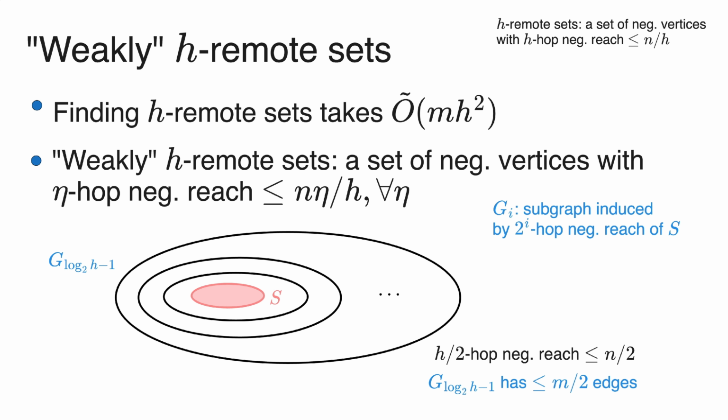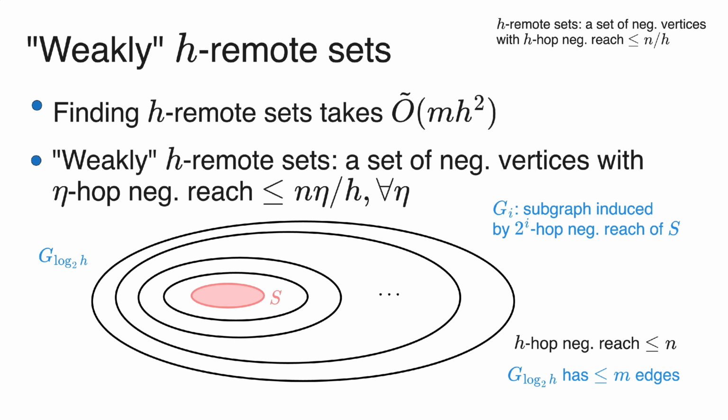And if i equals log h minus 1, then we know G log h minus 1 has at most n over 2 vertices and m over 2 edges. And for G log h, we know it has at most n vertices and m edges. So basically, the h-hop negative reach doesn't have any size constraint. This also shows this structure is weaker than h-remote sets. And we can imagine G log h is basically the original graph G.